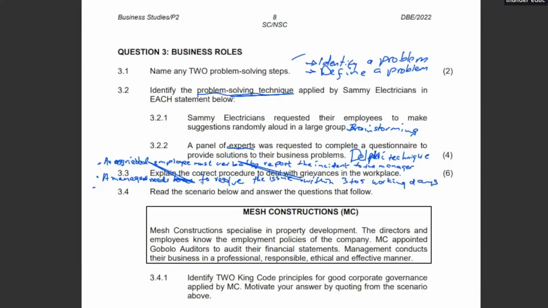Okay, right. The last one, remember we have 6 marks, which calls for 3 points. So another point, we said that should the employee and supervisor not be able to resolve the grievance, the employee may take it to the next level of management.